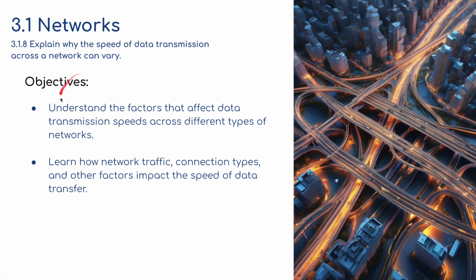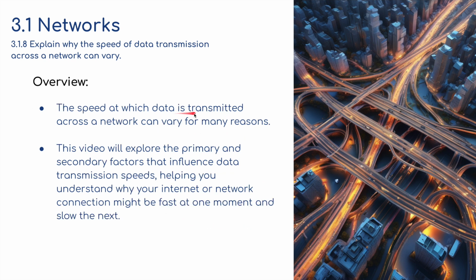Okay, objectives. We need to understand the factors that affect data transmission speeds across different types of networks. We need to learn how network traffic, connection types, and other factors impact the speed of data transfer. The speed at which data is transmitted across a network can vary for many reasons. This video will explore the primary and secondary factors that influence data transmission speeds, helping you understand why your internet or network connections might be fast at one moment and then slow down at the next. Okay, so let's get started.